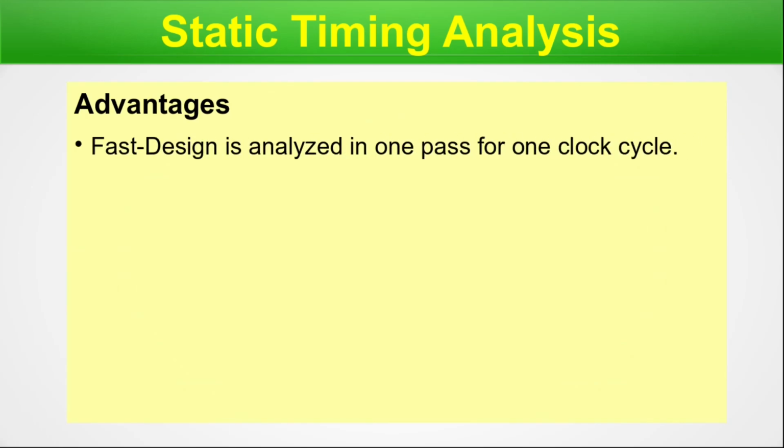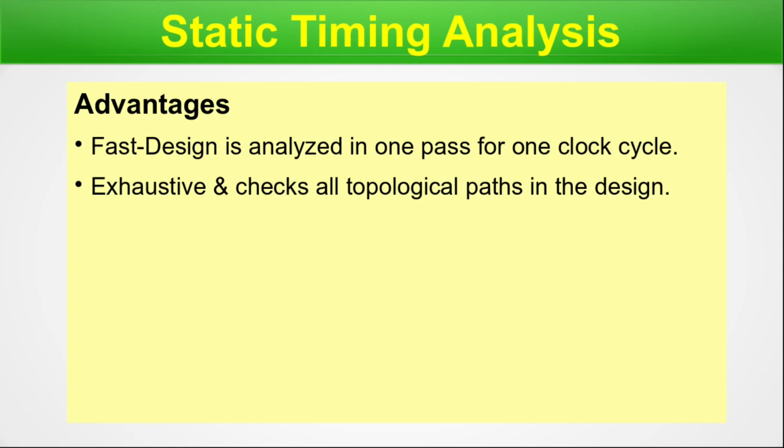Advantages. Fast: the design is analyzed in one pass for one clock cycle. This is very much fast. Exhaustive: it checks all the topological paths in the design. So basically inside the static timing engine, the computational intelligence is used to cover all the possible paths, that is, timing paths in the design. From one source point to another endpoint, the time traversing inside these points, all those paths are exhaustively covered.